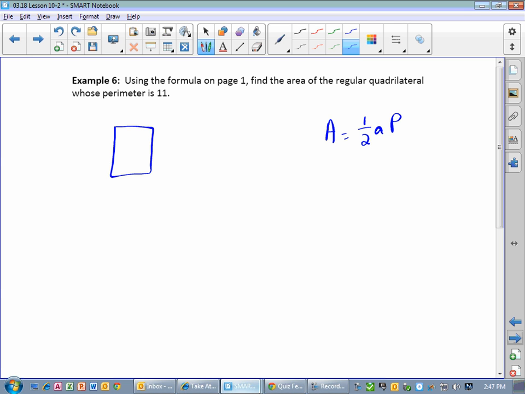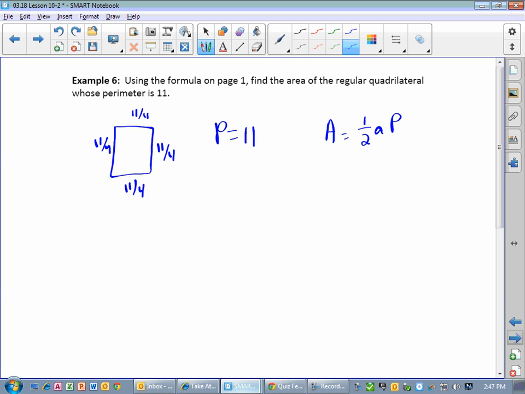So the perimeter is 11. What does that tell us? Why is that useful? Wait, hold up. Back up. Break that up into steps. Why are we dividing by 4? Okay. So the perimeter is 11. Each side would be 11 over 4.